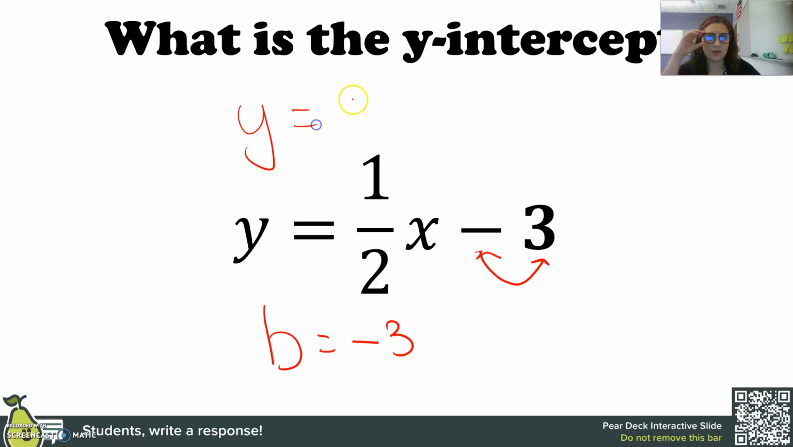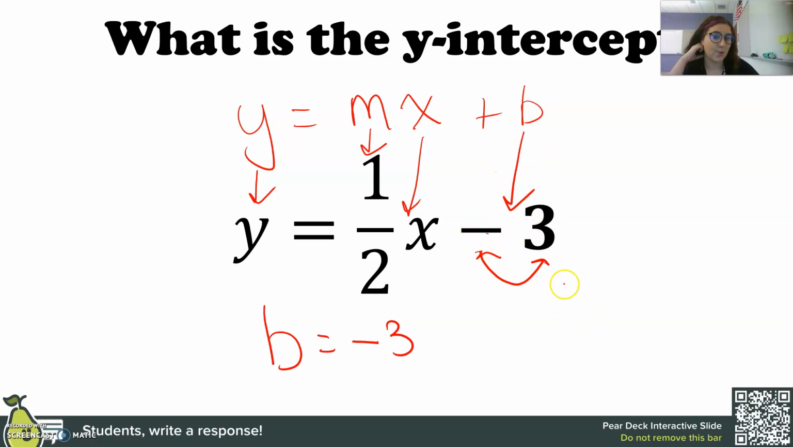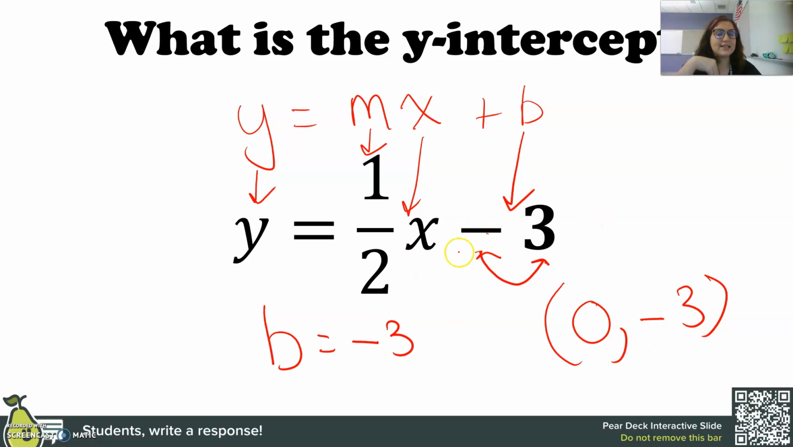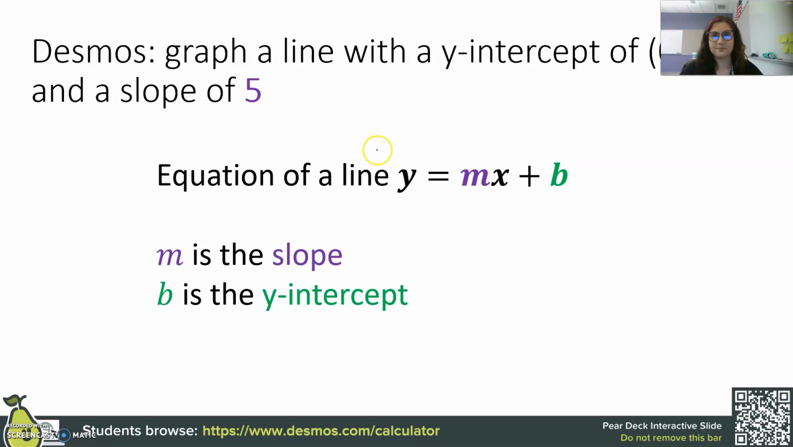So y equals mx plus b. So there's my y, there's my m, there's x, and there's b. If there's a minus sign, it's negative. As an ordered pair, this would look like (0, -3). So we're just identifying from the equations. So that it's there, it's in front of you, you just have to identify it.